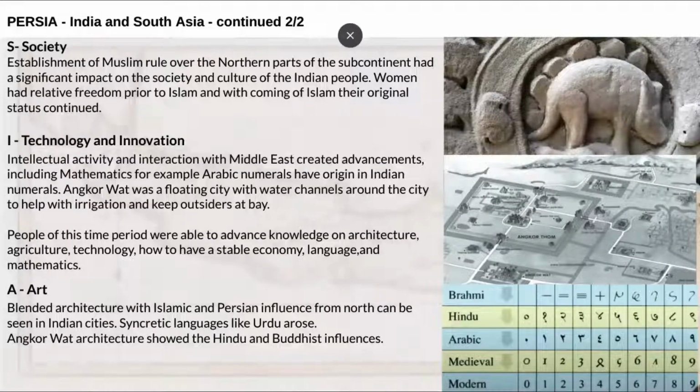Society. Establishment of Muslim rule over the northern parts of the subcontinent had a significant impact on the society and culture of the Indian people. Women had relative freedom prior to Islam, and with the coming of Islam their original status continued. Innovation, intellectual activity, and interaction with the Middle East created advancements, including mathematics. For example, Arabic numerals have origin in Indian numerals.